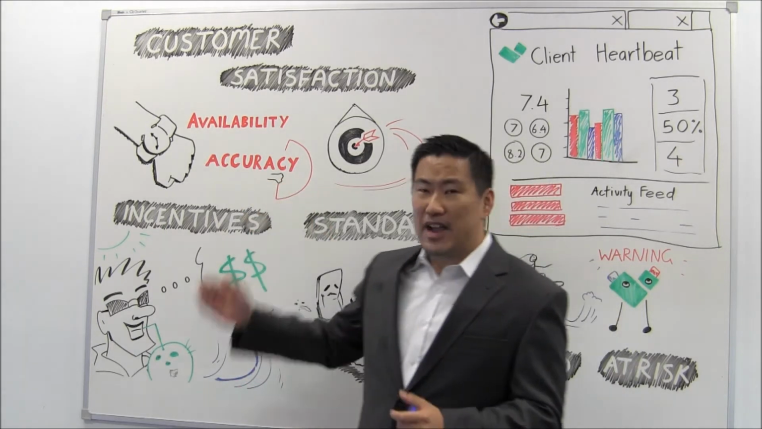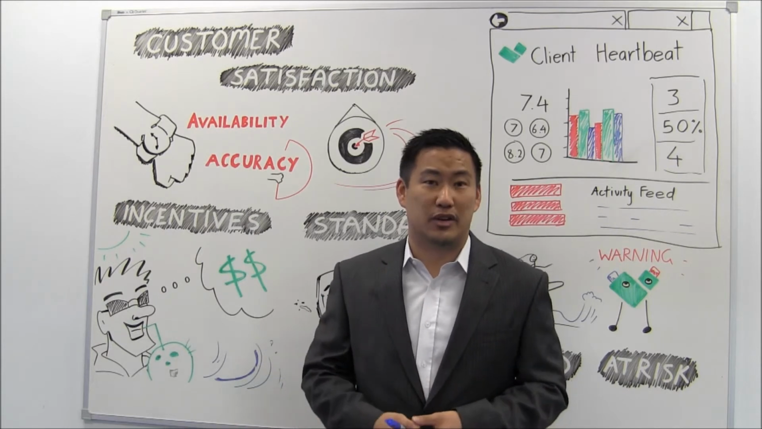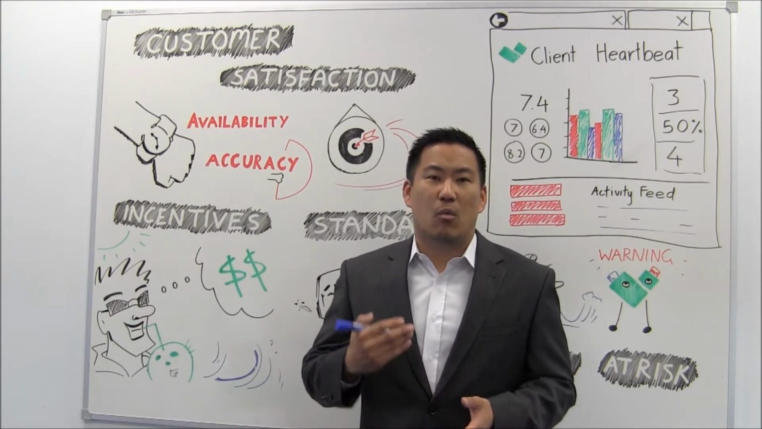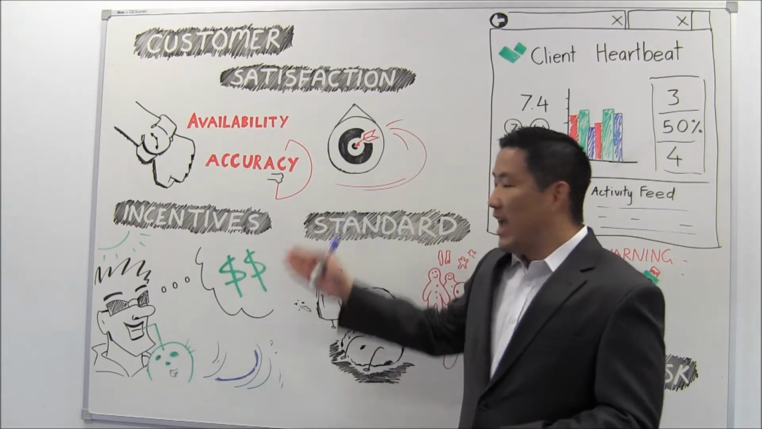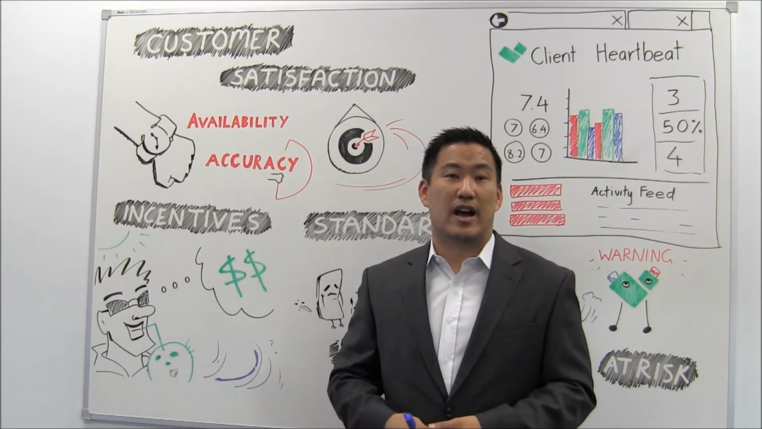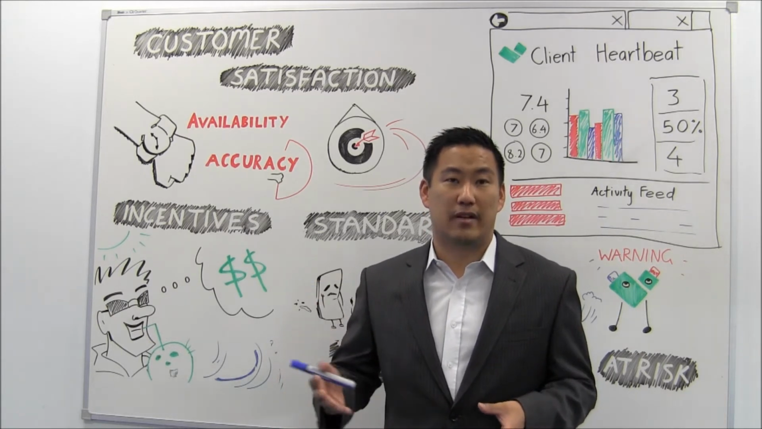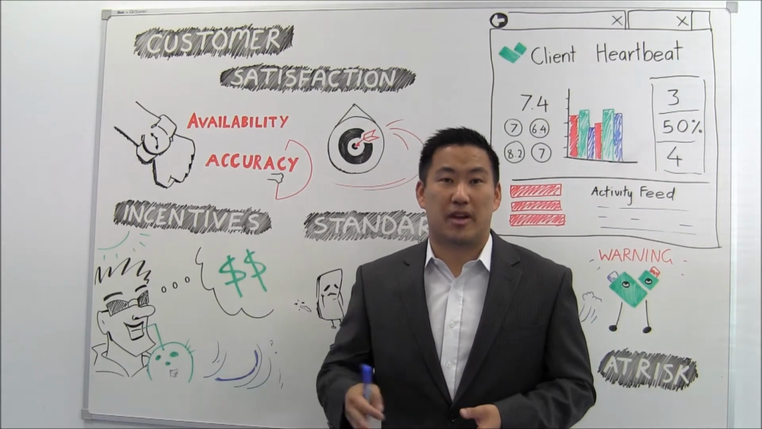Availability for an MSP is most commonly response times. Are you delivering what you need to deliver when your customer expects it to be delivered? Accuracy, on the other hand, is about your attention to detail. Are you fixing problems first time around? Are you having to come back and repeat because you're not doing the job thoroughly?